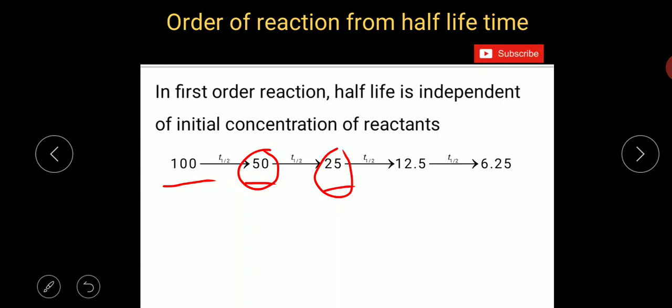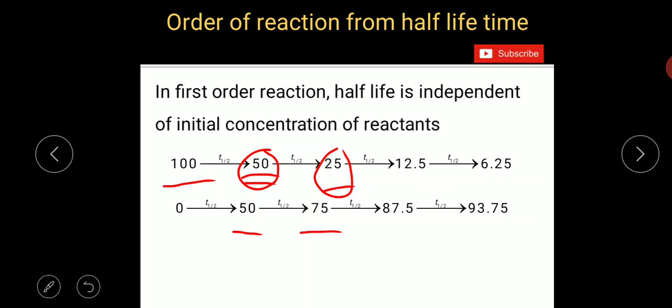And we can show this relation in terms of percentage of reaction completed. When 100% of reactants are left, 0% of the reaction is completed. After one half-life, 50% of reactants are left, meaning 50% of the reaction is completed. After the second half-life, 25% of reactants are present. It means 75% of the reaction is completed. After the third half-life, 12.5% of reactants are present, meaning 87.5% of the reaction is completed.